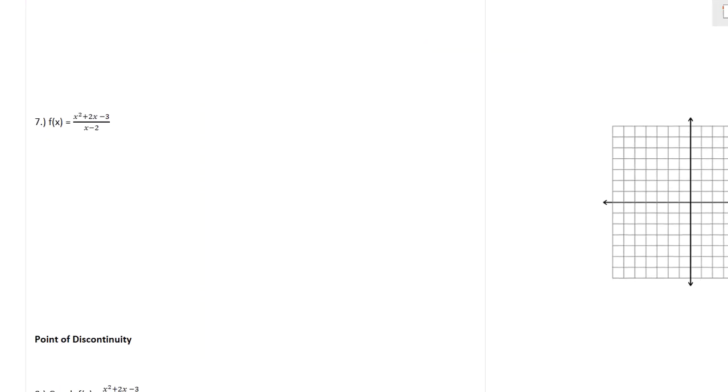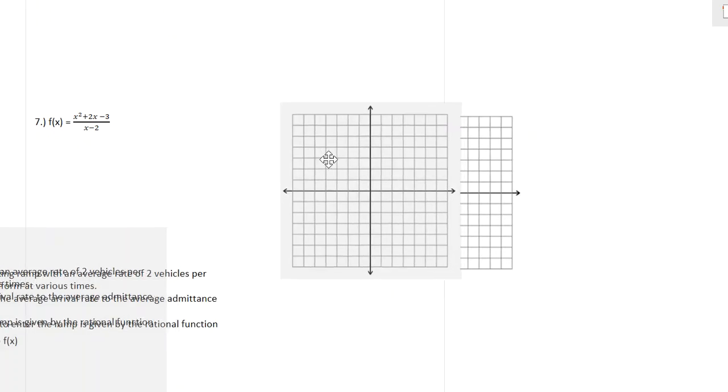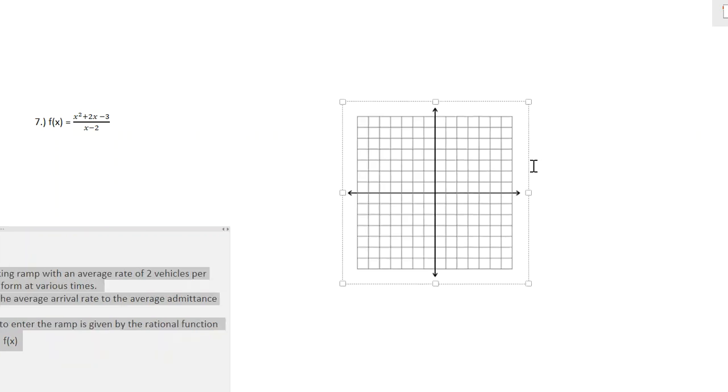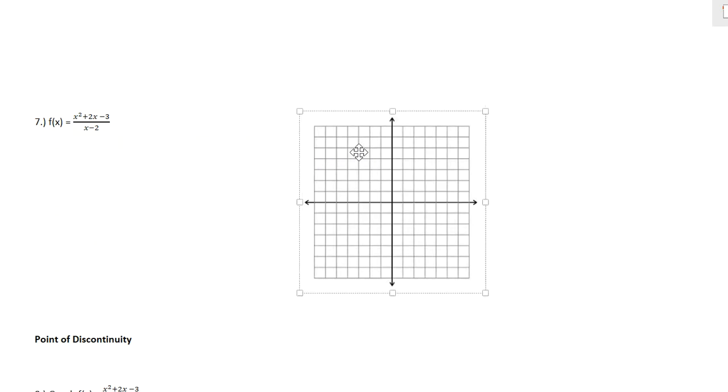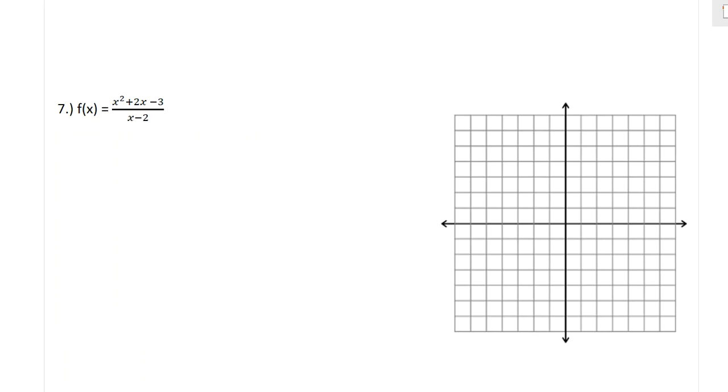And actually with number 7, I'm going to ask you to pause the video and see how much of it you could get by yourself. And then when you're done, unpause it and I will have all the information so you can compare everything. I will let you know in this case, because the degree is higher in the numerator, it will have an oblique asymptote.